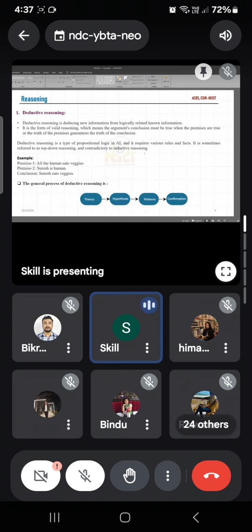So everyone, just try with different examples of the different types of reasoning. Then the picture will be more clear. Any more questions? Or today we'll end here only.